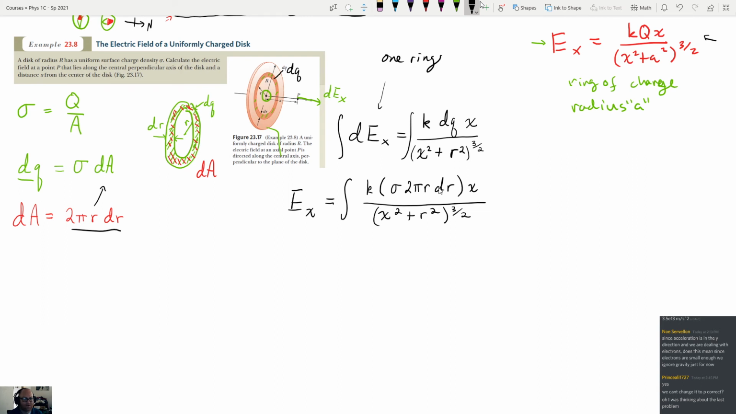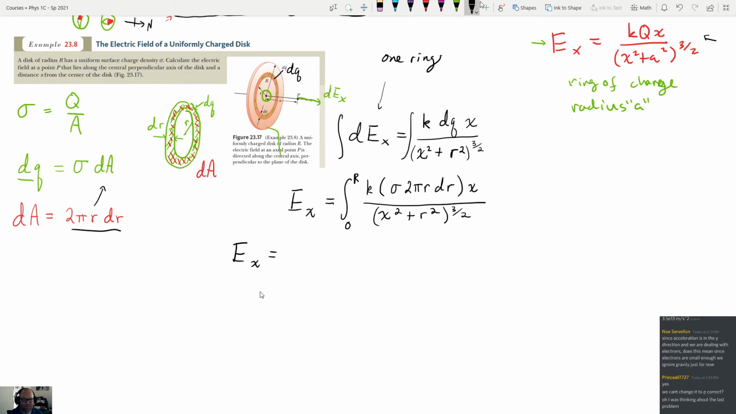Now that we have everything in terms of one variable, remember x is a constant, sigma is a constant, 2 pi, k, etc. Now we have an integral over r. Can you all tell me what the limits of my integral want to be then? If we want to sum over... 0 to big R. Yeah. We want to start with a ring that has no radius up to a ring that has radius big R. And if we do that, we'll get our answer.